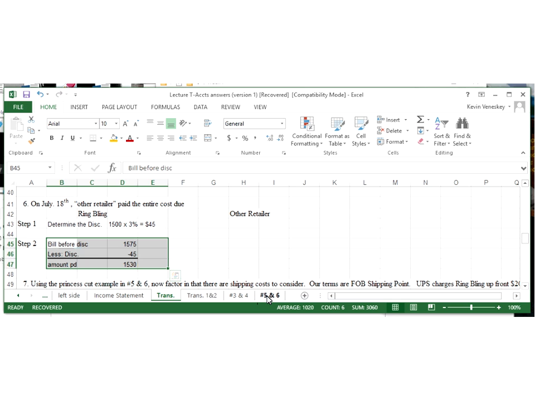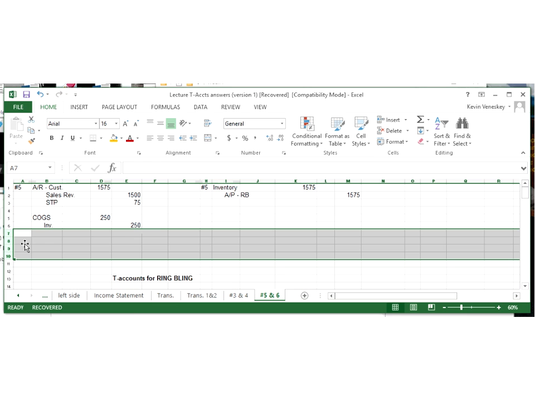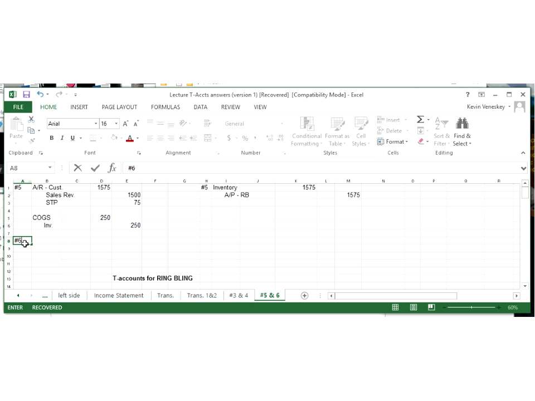So, okay, we're ready for part 6. And the key here is the other retailer paid me, Ring Bling. So I asked myself, what did the company get? What did Ring Bling get when I was paid? And hopefully you can say that they got cash. We got cash of $15.30. So let's come down here to number 6, debit our cash account for $15.30.